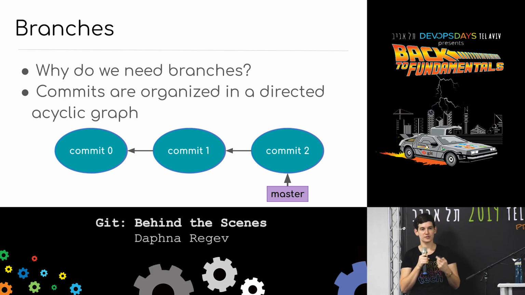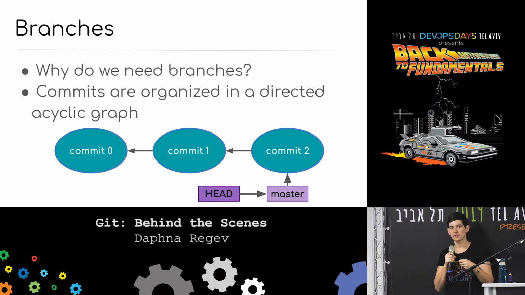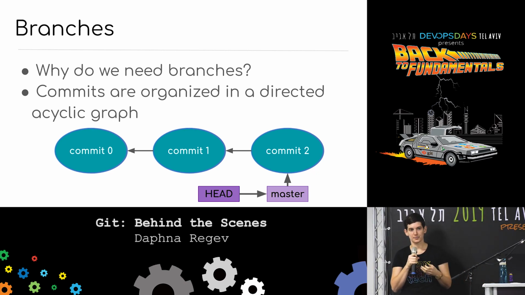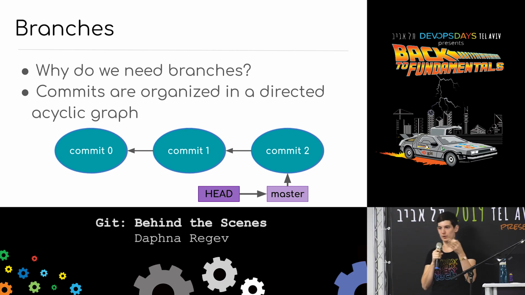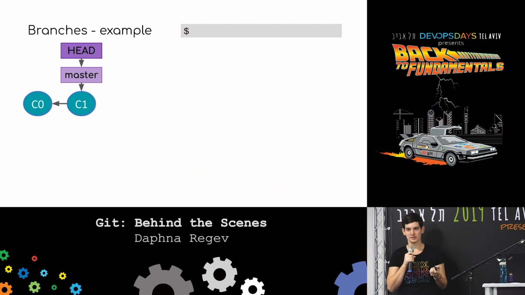And we have another special kind of reference, which is named HEAD. HEAD will point at the branch that is currently checked out. And this is really the files that we're going to be looking at this moment will come from this commit that the branch is pointing at. So the best way to understand this is by looking at an example. So let's go ahead and see this example for branches.